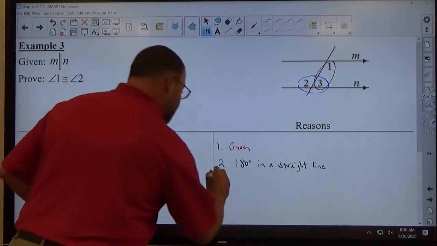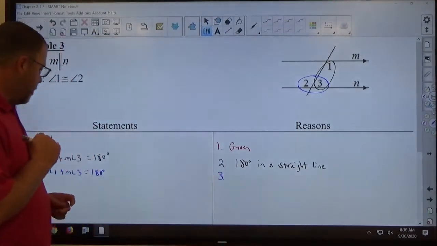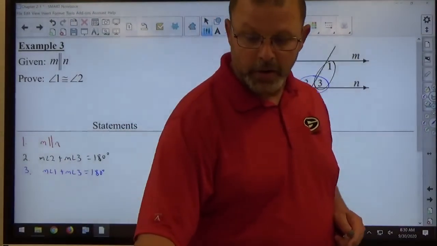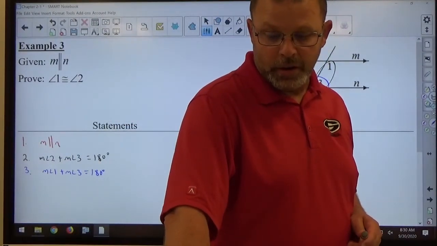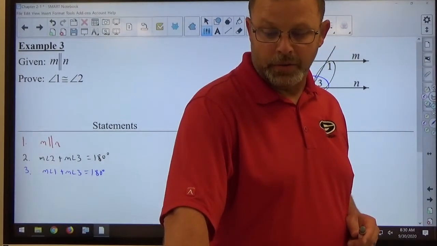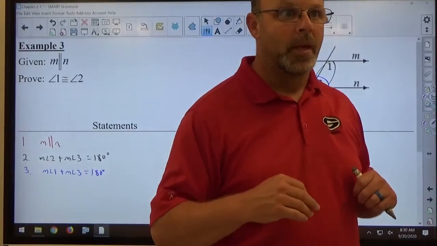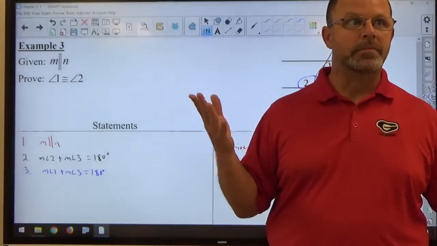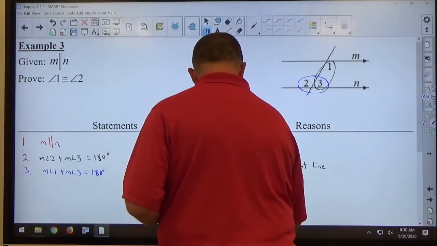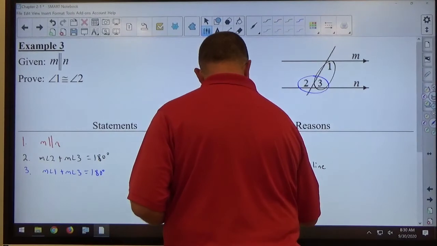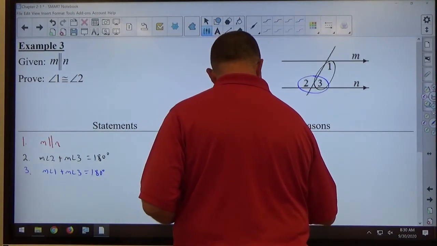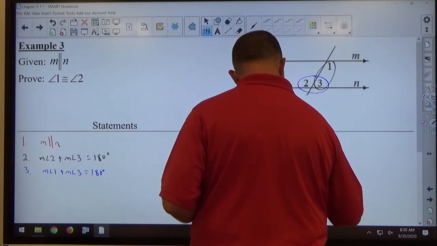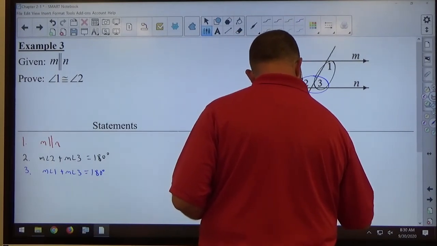So number 3, this is a postulate that's in your book. It's postulate 2.1, same side interior angles postulate. If a transversal intersects two parallel lines, then the same side interior angles are supplementary. That's the postulate. I can write all those words, or I can just say the same side interior angles postulate.